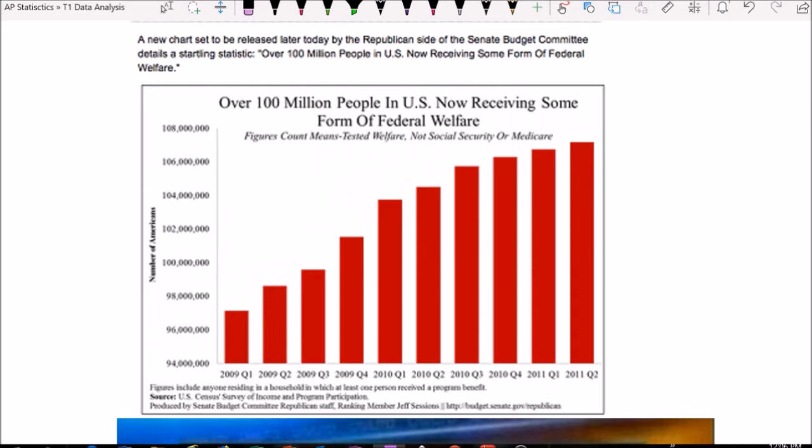In this one, if you glance at this chart, what you probably see is a strong and dramatic upward trend. And what are they talking about here? Over 100 million people in the US now receiving some form of federal welfare. A chart like this would probably be used to say, wow, the welfare recipients really is something that's rising right now. It's really, really dramatic. But what happens when we look at the scale? This is down here around 97 million. And this is here at, looks like it's about 106 or 107. Okay, so 97 to 107, that's 10 million people, but it's about a 10 or 11% increase is all.